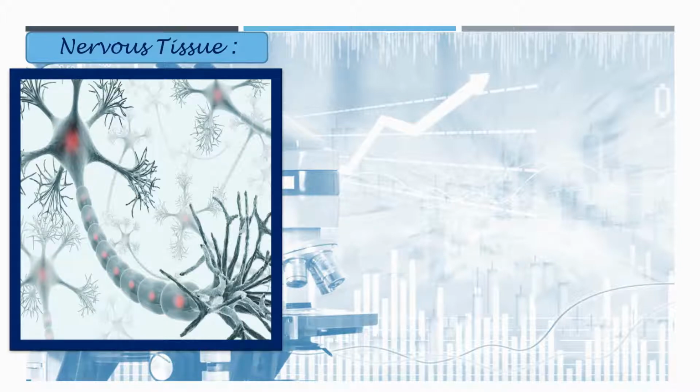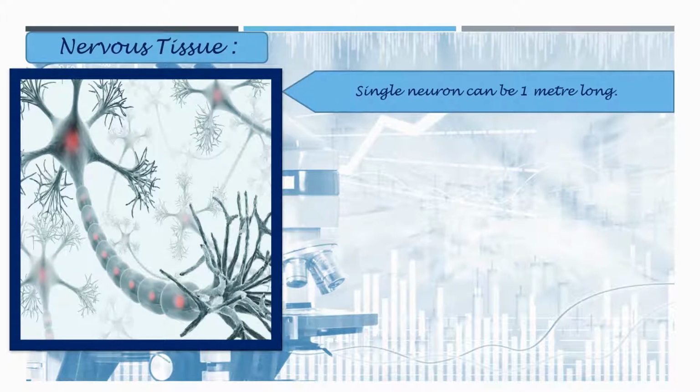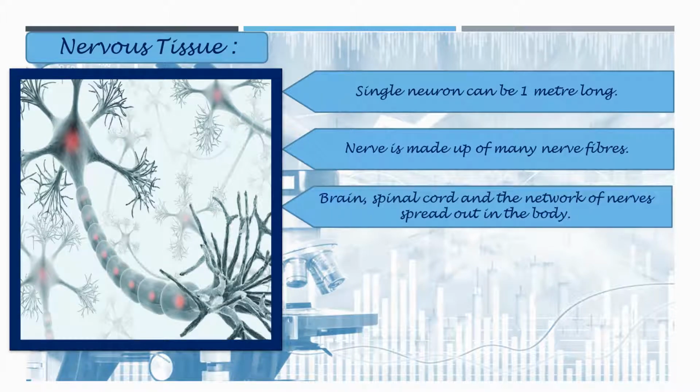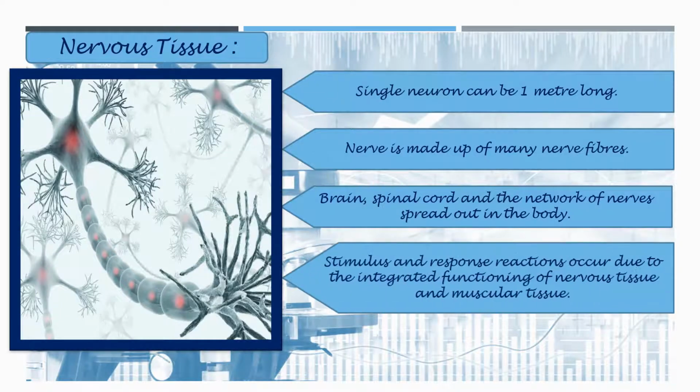A single neuron can be 1 meter long. A nerve is made up of many nerve fibers, and nervous tissue is seen in the brain, spinal cord, and the network of nerves spread out in the body. And stimulus and response reactions occur due to the integrated functioning of nervous tissue and muscular tissue.